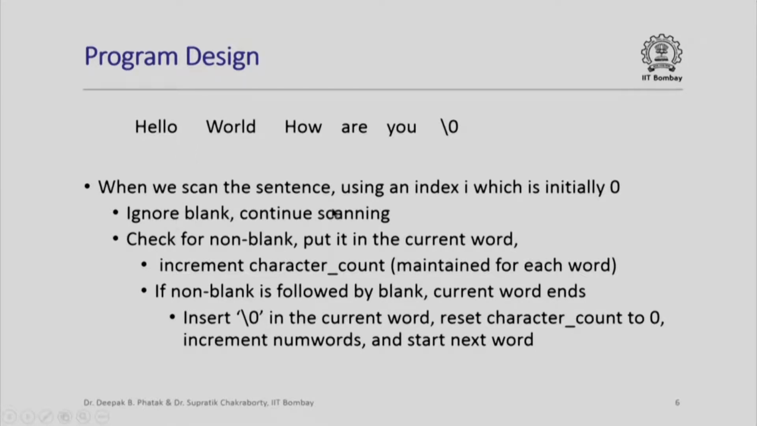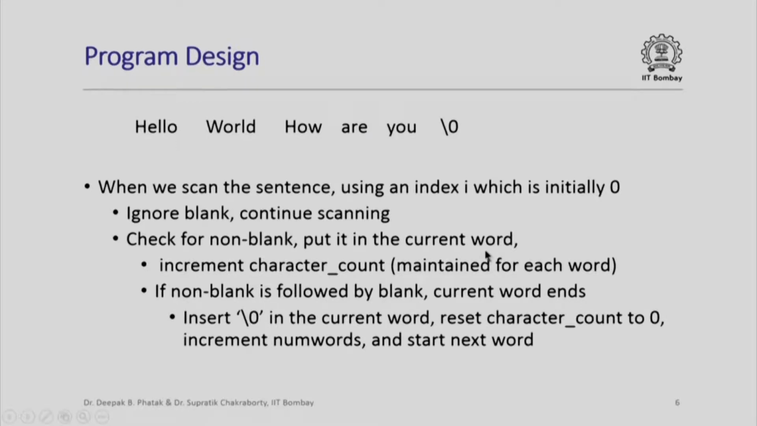So, when we scan the sentence, let us say using an index i, which is initially 0, all that we do within the iteration is ignore blanks. If we encounter a blank, simply ignore it and continue scanning. Somewhere we will come across non-blank characters. When we check for a non-blank character, we will have to put it in the current word. So, obviously, the current word and the character count for that word will all have to be initialized properly.